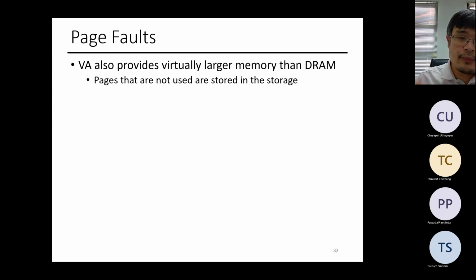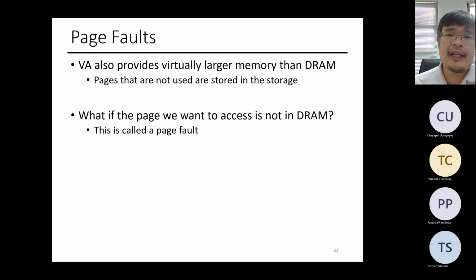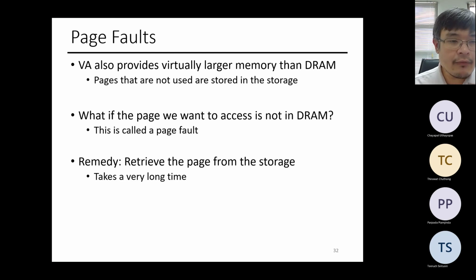And let's say your data is not in the memory. The last benefit of virtual address is that it can also provide virtually larger memory than DRAM. Pages that are not used often get kicked out to storage like a hard disk or SSD. If the page we want to access is not in DRAM, we call this a page fault. If you read a textbook and see the word page fault, it basically means I want to find some data and it's not currently translatable to somewhere in DRAM. The remedy is to retrieve the page from storage, and this takes a long time.